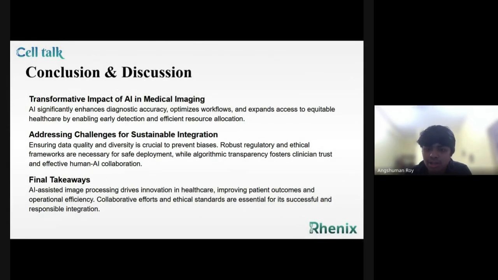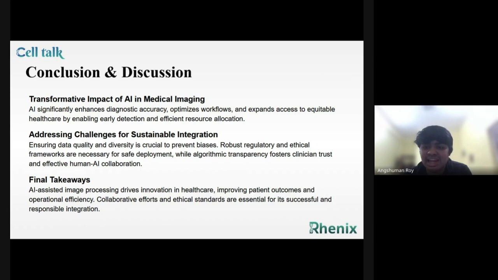Now, coming to the conclusion. To conclude, AI-assisted image processing has a transformative impact on medical imaging, significantly enhancing diagnostic accuracy, optimizing workflow, and expanding access to equitable healthcare. By enabling early detection and efficient resource allocation, AI is revolutionizing patient care.